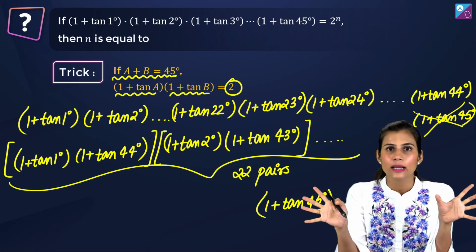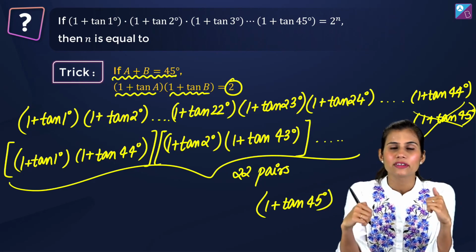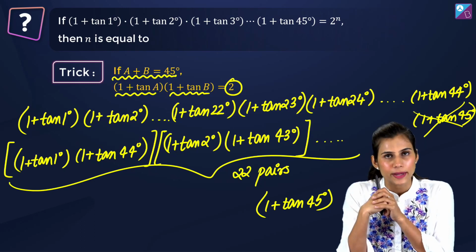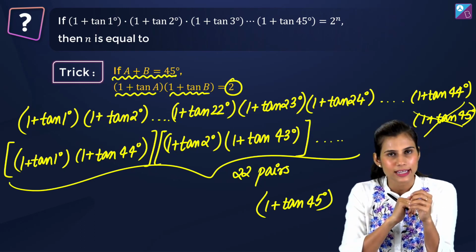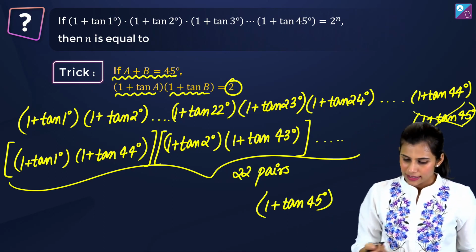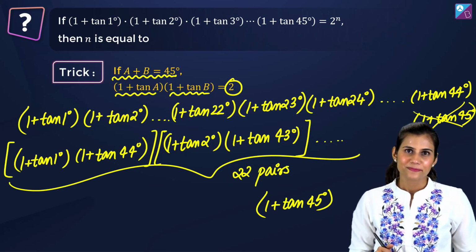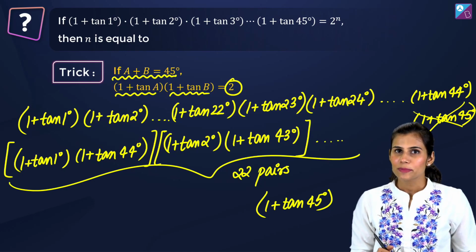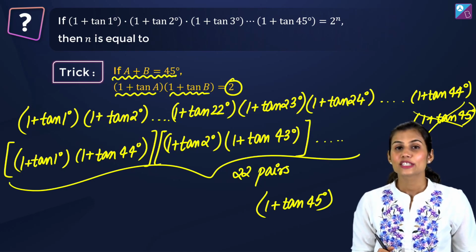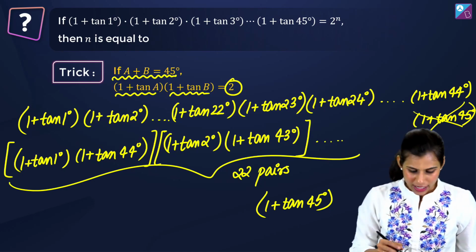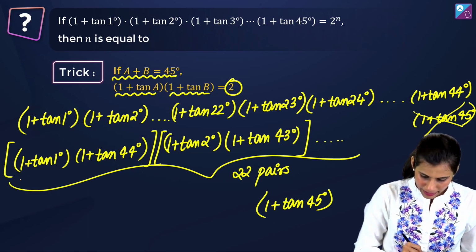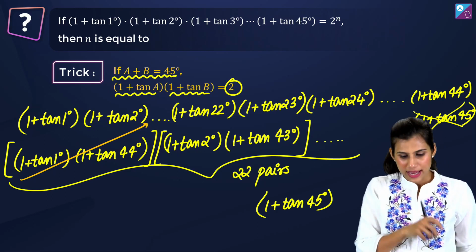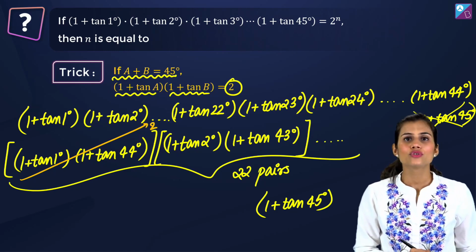Very beautifully, they're getting clubbed together and creating pairs, thereby resulting in exactly half, 22 pairs. So 22 pairs multiplied by the last term, which is 1 plus tan 45. Now see, 1 plus tan A times 1 plus tan B is 2 when A plus B is 45. So here A plus B is definitely 45. That means this complete first pair is going to be equal to 2.